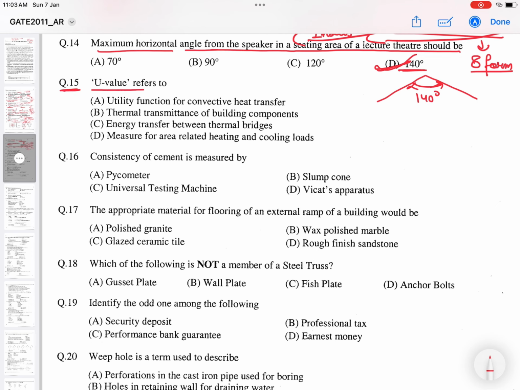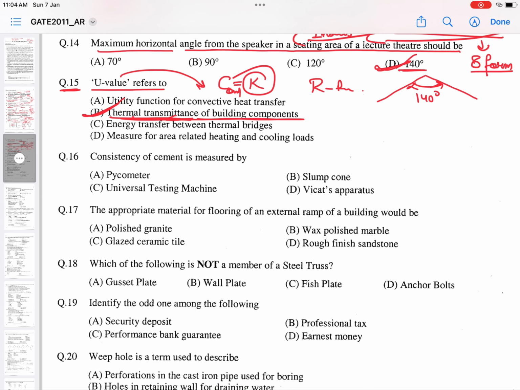Okay, coming on to the question number 15. U value refers to. U value is what? It is the thermal transmittance. Value of thermal transmittance of a building component. U value stands for thermal transmittance. C is conductivity. K value is denoted for the conductivity. Okay. Now R value is resistance. Okay. I hope you have got it. So the answer is B. Coming on to the question number 16.